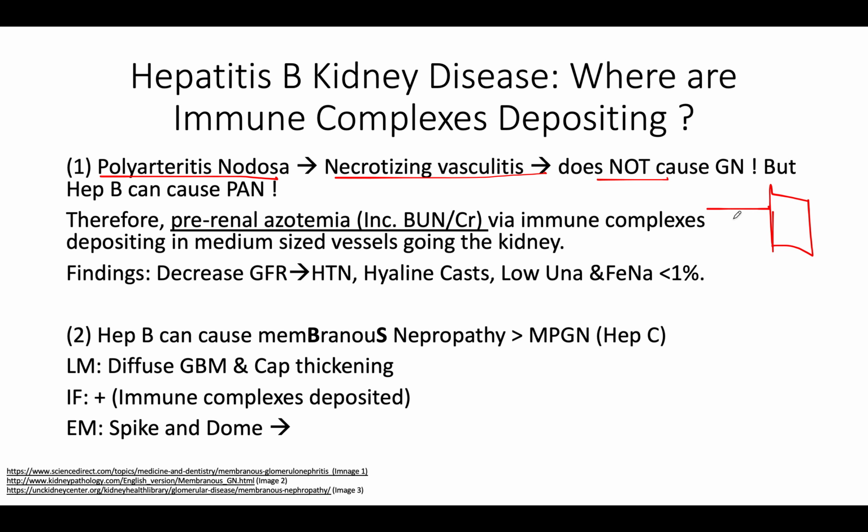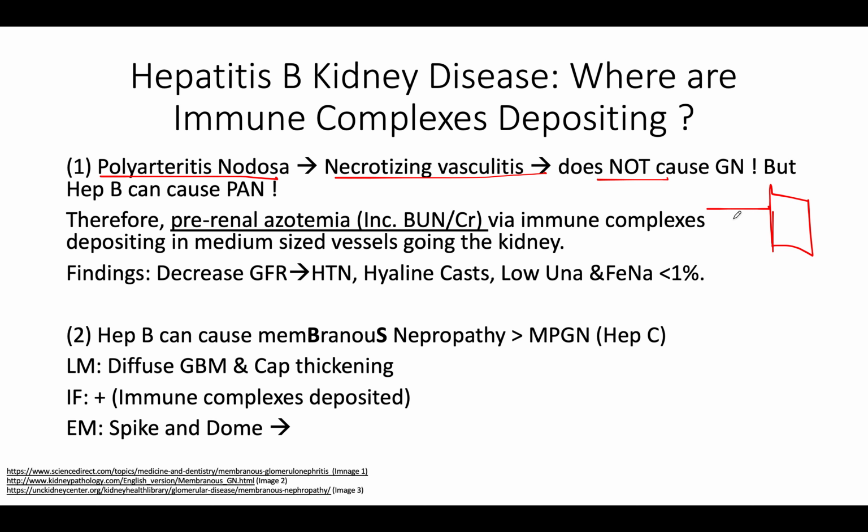We are in the medium-sized blood vessels. How in the world can we be in the little tiny glomerulus and those tiny little capillaries? We are before the kidney. We are pre-renal. Therefore, we get a pre-renal azotemia, where you have an increase in BUN and creatinine, and this is because of those immune complexes depositing in the medium-sized blood vessels before they go into the kidney.